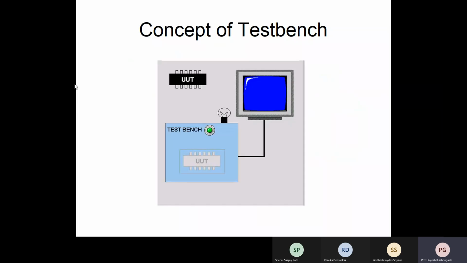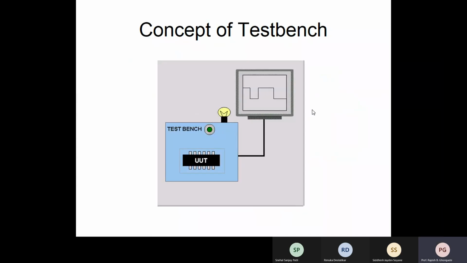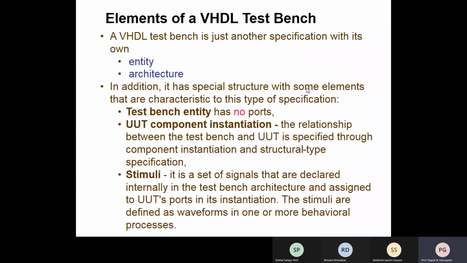The concept of a test bench is something like this: you have the test bench, see the socket, which is a placeholder for your unit under test, the module that you want to test. Then you have the monitor and some indicators and so on. If you place the module and press the button, for example, it is now testing it, and you can monitor the output whether it is correct or not. So that is what the test bench basically means.